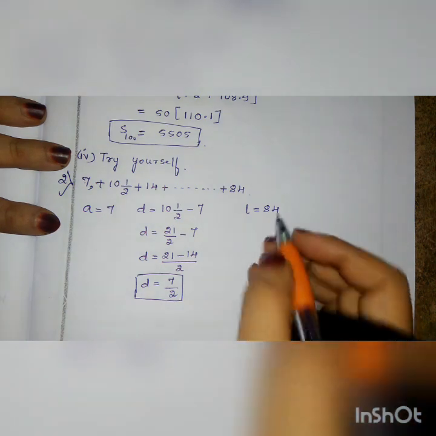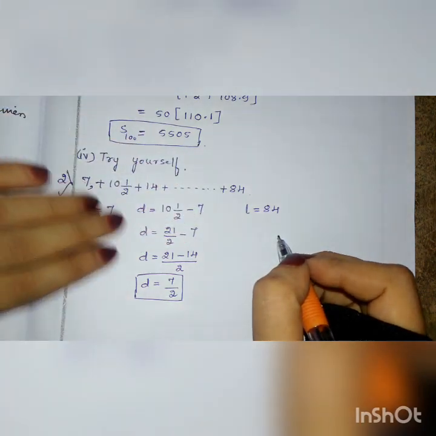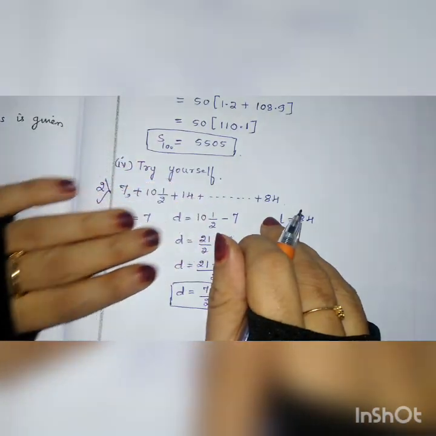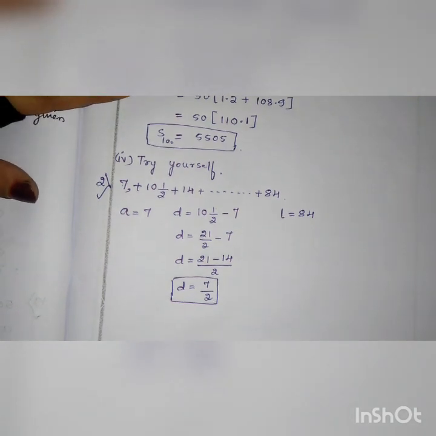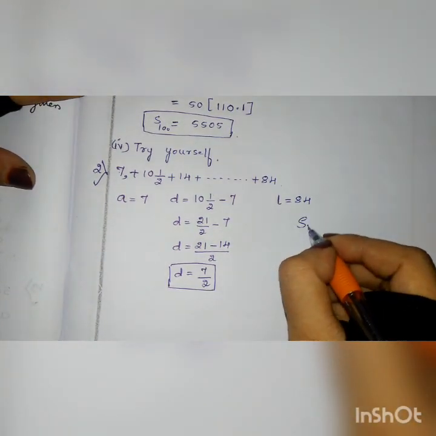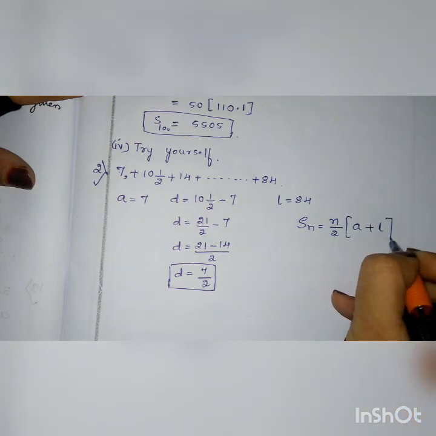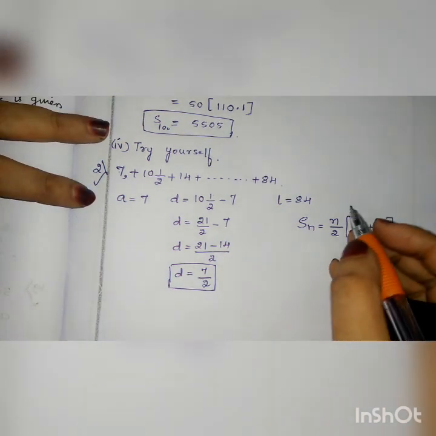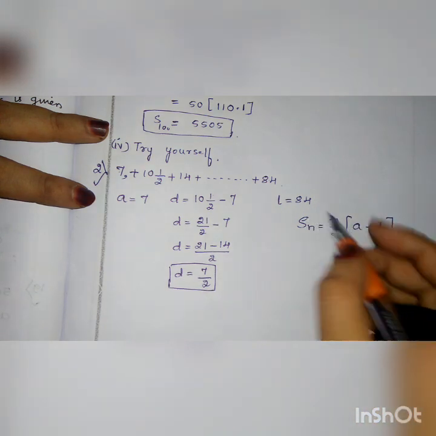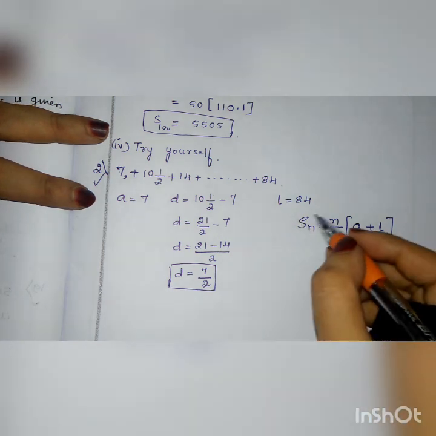Now we need to find n. We don't know n. How many terms are there in this series? We don't know. Here in the previous question they gave 10 terms, 100 terms. Now here they didn't mention anything. So let us find it by this formula: Sn is equal to n by 2 (a plus L). Not a plus L, we need the n formula. We don't know n here, and so Sn also we don't know.